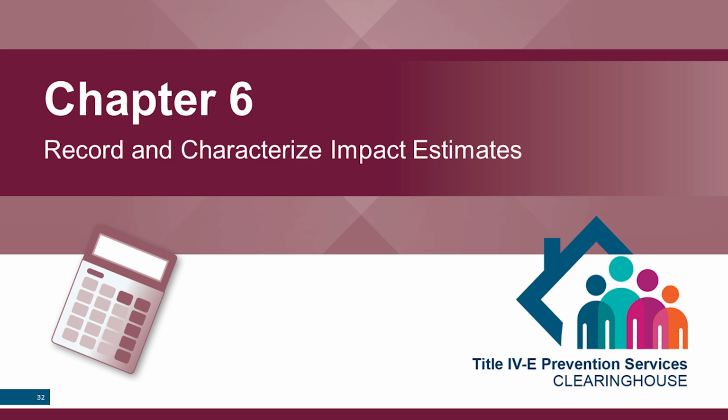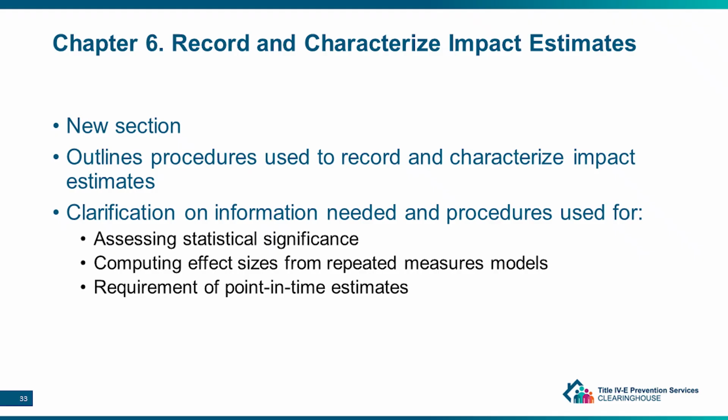Chapter 6, Record and Characterize Impact Estimates. Handbook version 2.0 now includes a separate chapter that outlines the procedures used to record and characterize impact estimates to inform program and service ratings, including procedures for testing the statistical significance of impact estimates and computing effect sizes. Clarification is provided on information needed and procedures used to assess statistical significance and compute effect sizes from repeated measure models, and indicates that point-in-time estimates for each measurement time period are required.